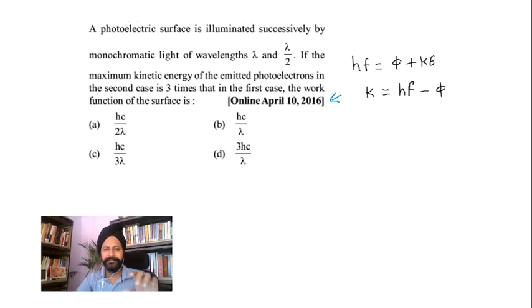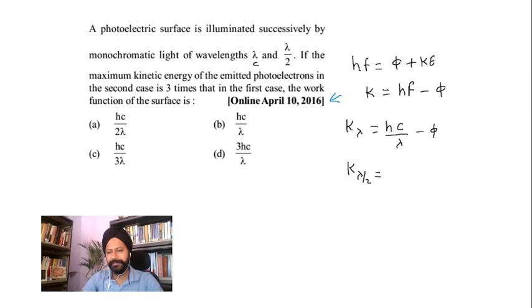Now let's see, there is a photoelectron. So when lambda was falling on it, the kinetic energy K lambda is equal to hc by lambda, I replaced hf with hc by lambda, minus the work function. That's done. Now the kinetic energy when lambda by 2 was falling is equal to hc by lambda by 2 minus the work function. That's done.